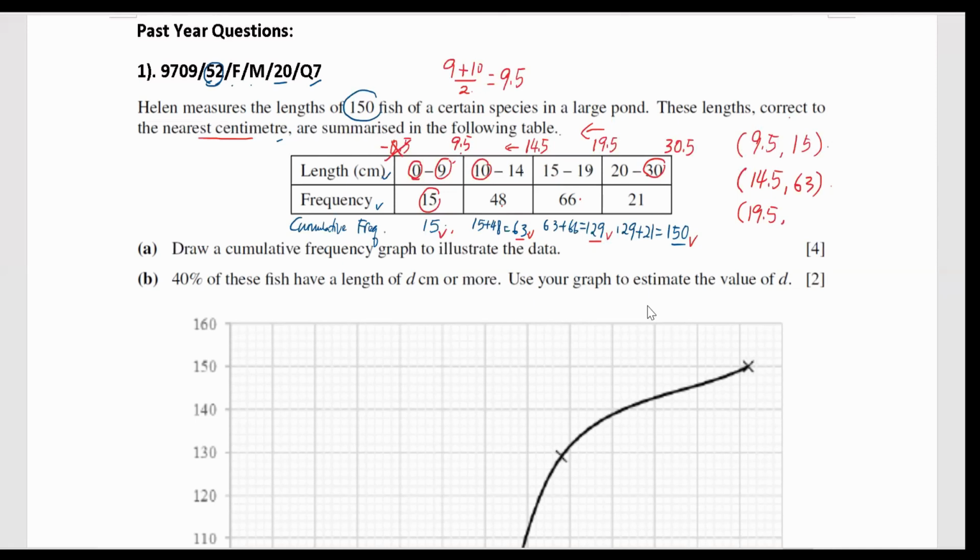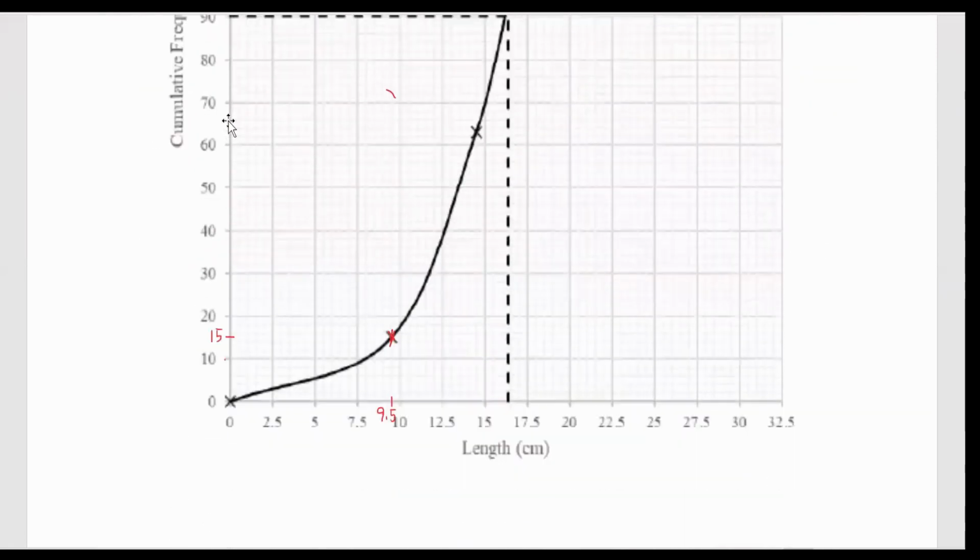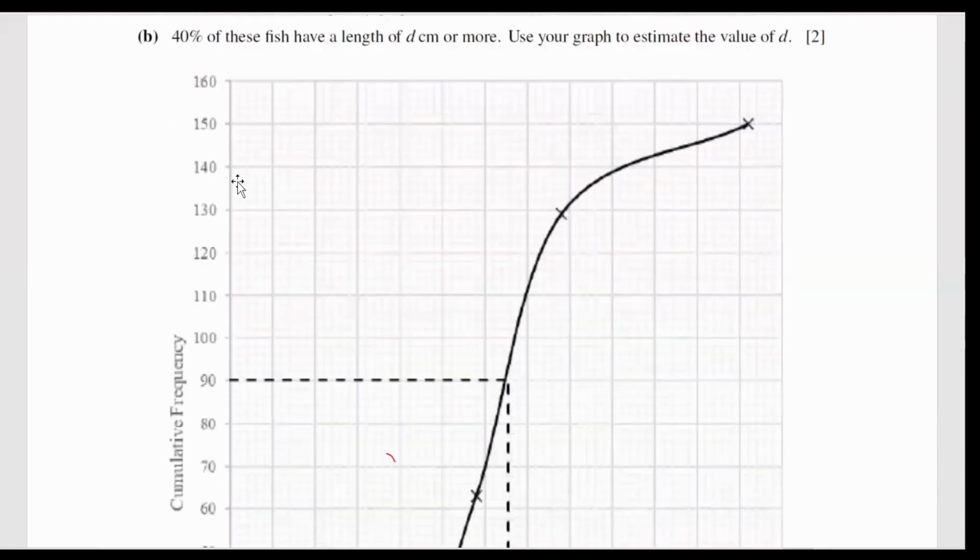19.5 and 129. And the last point would be 30.5 cm and below. And supposedly, we should have all the fishes. So that's why it's the total of them, 150. Right? So we label it on the grid provided, and we can get all the points here. Okay, so this point, and this point. Okay, then we join these points with a smooth curve.